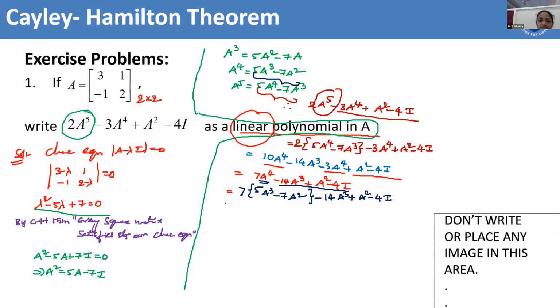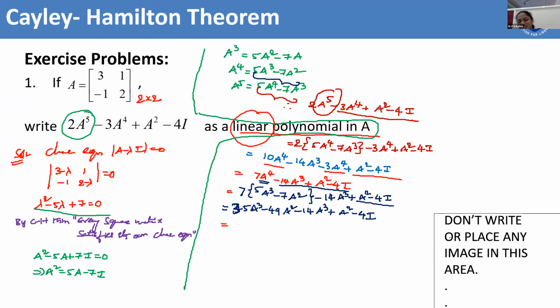After simplification, we'll get 35a cube minus 49a square minus 14a cube. Sorry, 35a cube, so 3 5s are 30, 7 5s are 35, and this is a square minus 4i. Next.